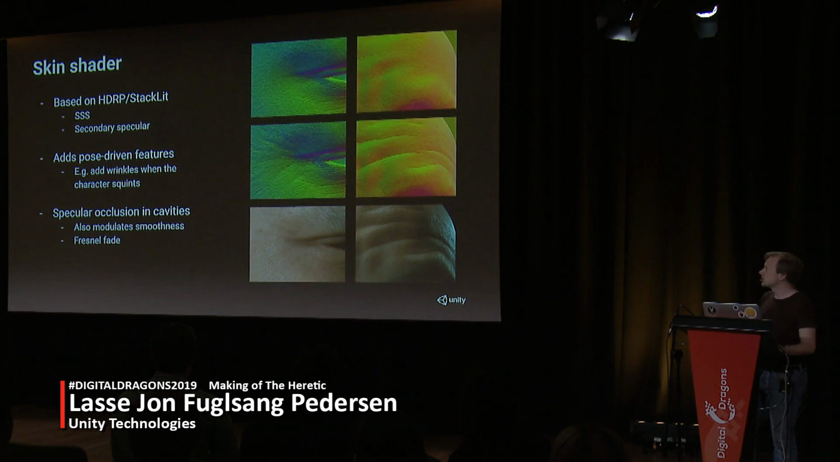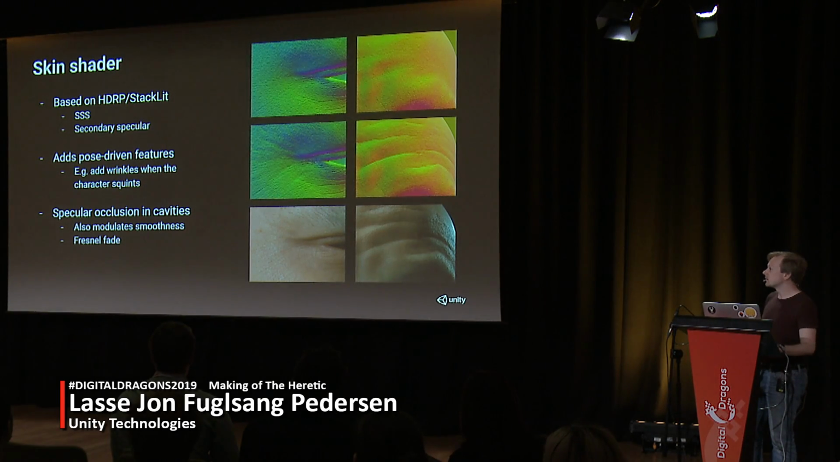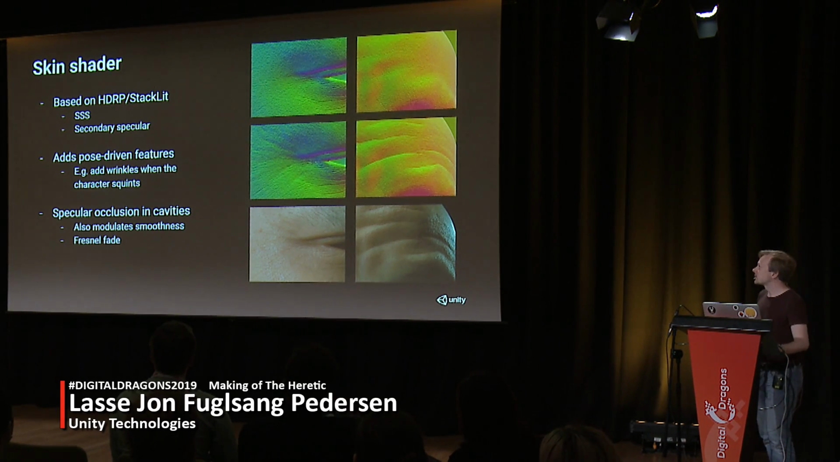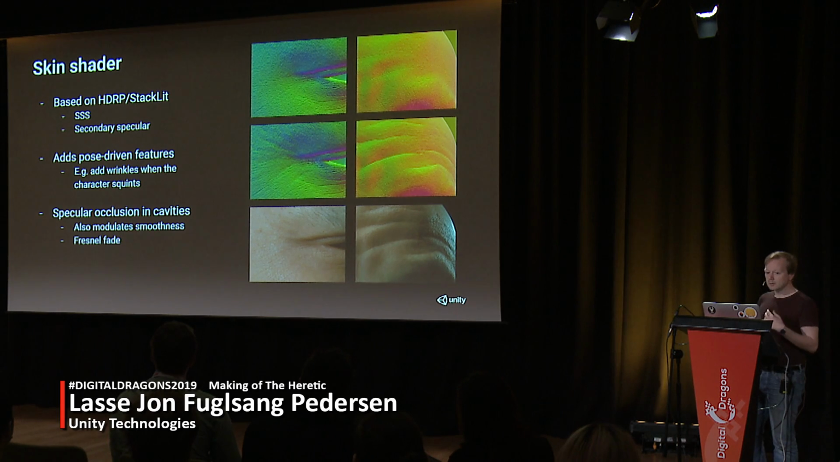So starting out with the skin shader. So the skin shader is based on what's called the stacklit shader in HDRP. The primary reason for this is that that was just an easy way for us to get the secondary specular lobe to break up the specular lighting on the skin. As mentioned, we're also getting subsurface scattering because that's just part of the package with HDRP. One of the customizations that we have in the skin shader is the pose-driven features.